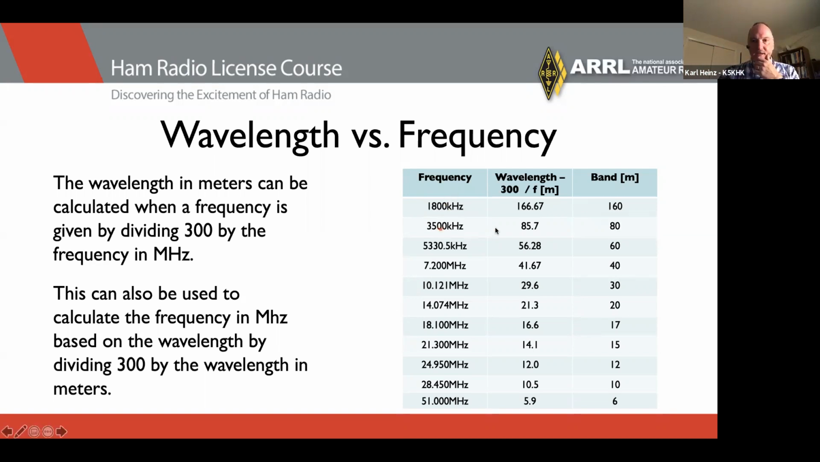So it makes things a little bit easier. Same thing for 80 meters. When we look at the frequency, we actually end up with 85.7. The 60 meter band is a little bit below that, 56.28. Here we have the 40 meter band, 41.67, and so on. So again, the band description is just the approximate wavelength in meters.